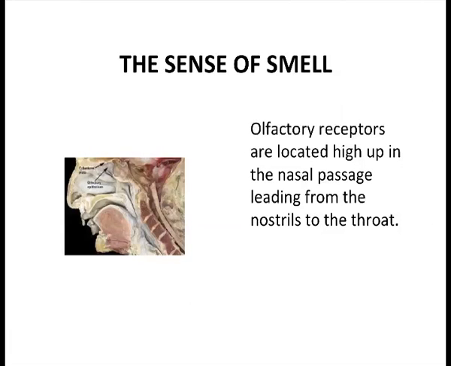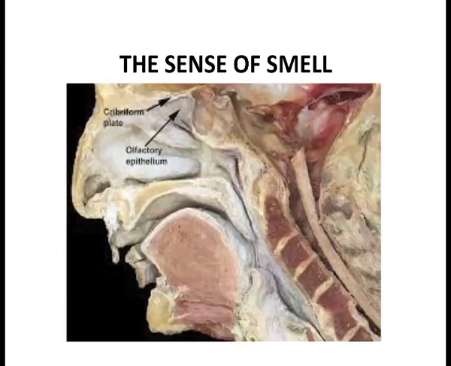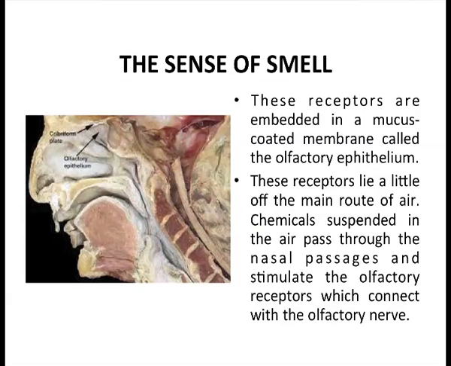Olfactory receptors are located high up in the nasal passage leading from the nostrils to the throat. These receptors lie in two small patches, one on the left and the other on the right, in the roof of this passage. These receptors are embedded in a mucus coated membrane which is called the olfactory epithelium. These receptors lie a little off the main route of the air.